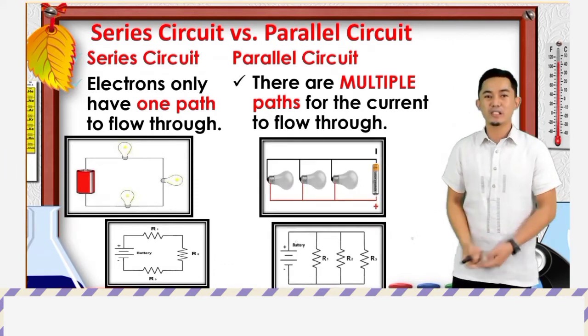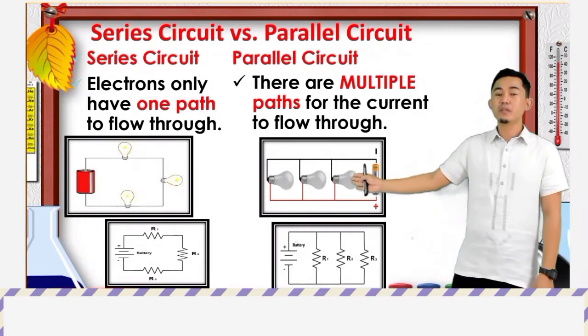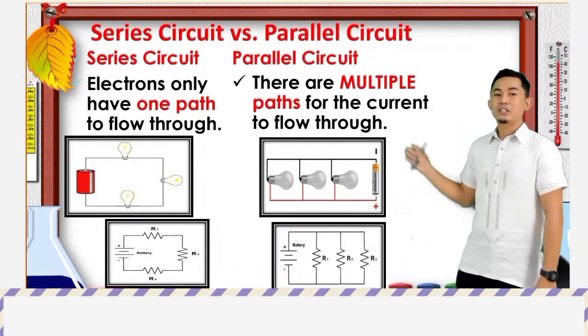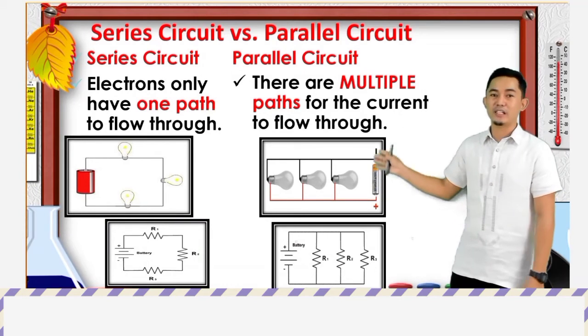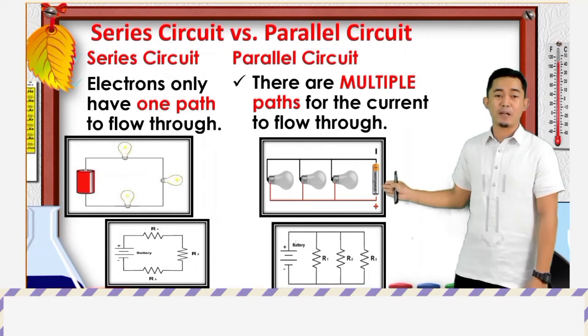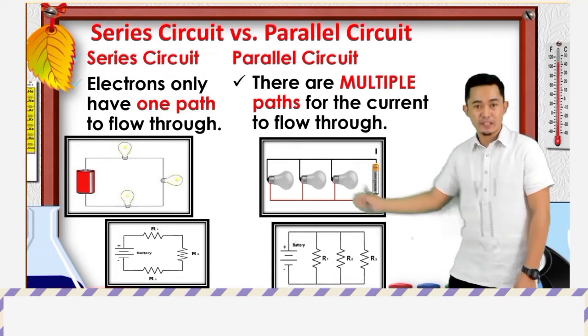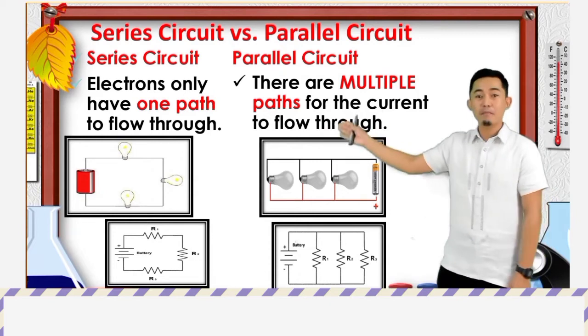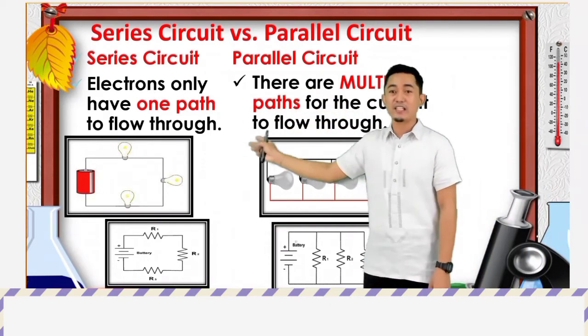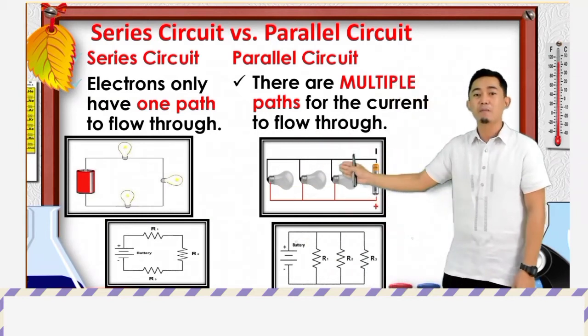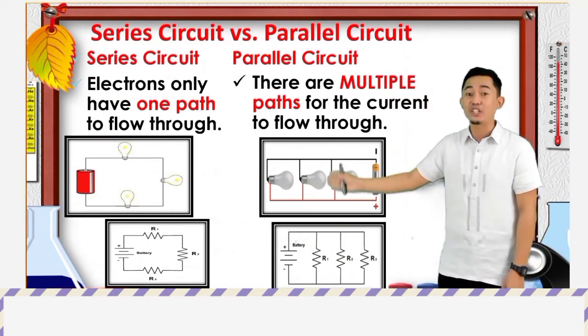Okay, as you notice, I have here bulbs and also the battery. On the battery, as you notice, it has a negative terminal and a positive terminal. Okay? And as you notice, this parallel circuit is quite different from a series circuit. In series, it has only one path, while in parallel, it has two or more branches.